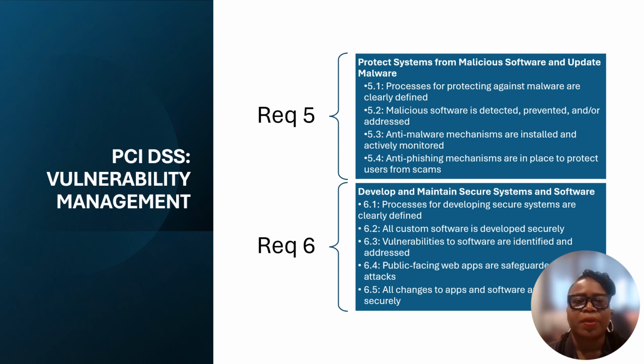With this requirement, processes need to be in place regarding developing secure systems. So you have that approach to custom software where it's developed securely. You'll have a secure software development lifecycle identified. You'll have vulnerabilities quickly identified and addressed within software, and you'll have public-facing web apps safeguarded against attacks, and any changes to apps and software are managed securely. So those are requirements 5 and 6.